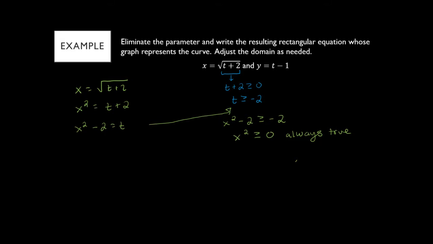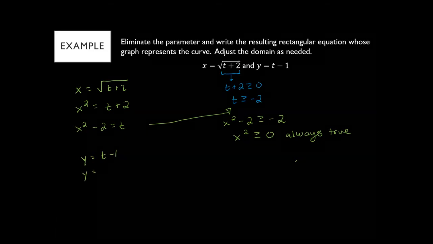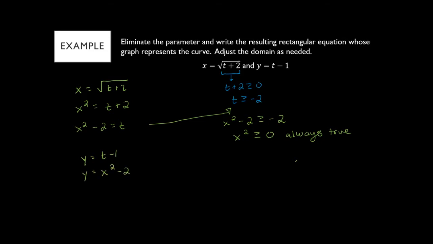So our new domain is going to be all real numbers, and then we still have to get our actual equation. So we have y equals t minus 1. So we're going to plug in what we solved for t, which is x squared minus 2, and then minus 1. So this gives us x squared minus 3. And so this is the rectangular equation that represents the curve that we had in parametric equations.